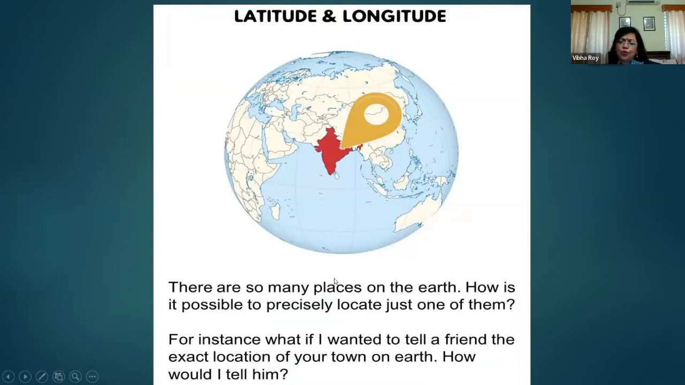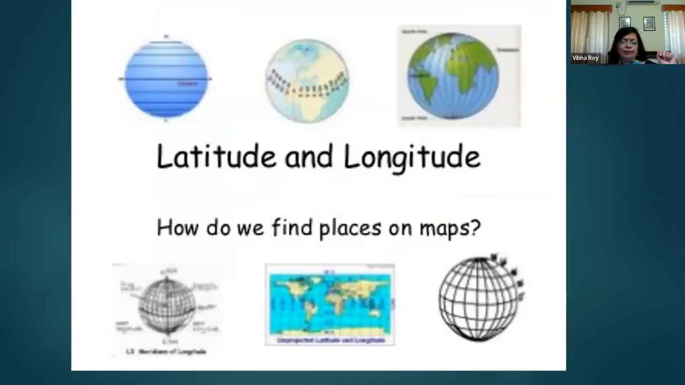So there are so many places on the earth. How is it possible to precisely locate just one of them? For instance, what if I wanted to tell a friend the exact location of your town on the earth? How would you tell him? Or how would I tell him? So we have to understand two lines are very, very important, two imaginary lines.